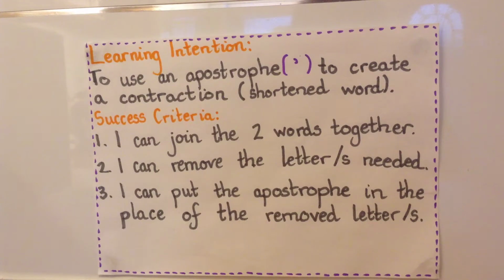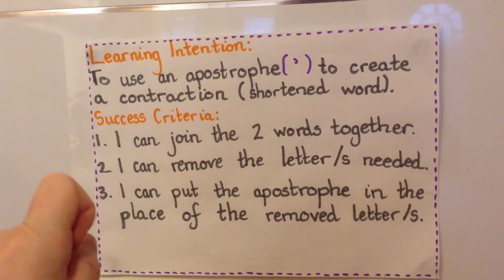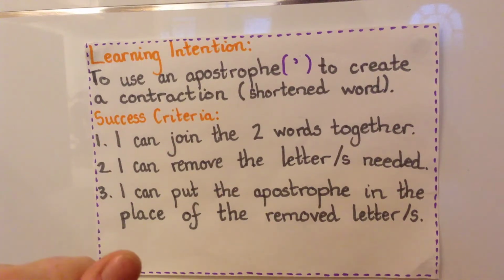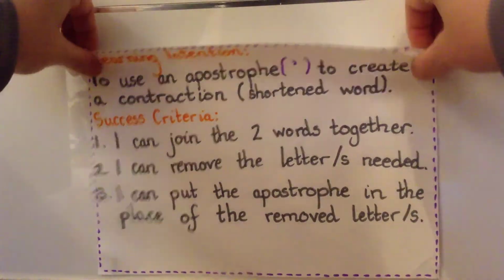There are 3 parts to our success criteria, and if you follow these 3 easy steps, then you should achieve your learning intention. Number 1, I can join the 2 words together. Number 2, I can remove the letter or letters underneath. And number 3, I can put the apostrophe in the place of the removed letter or letters. So we'll come back to that at the end to see how we got on.